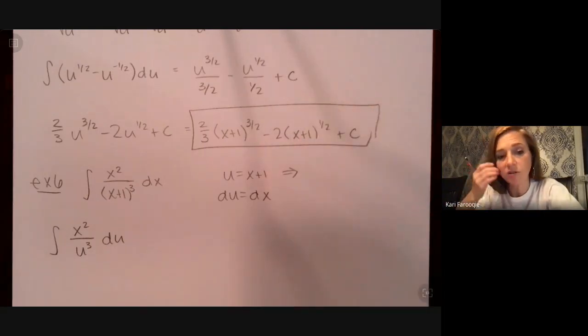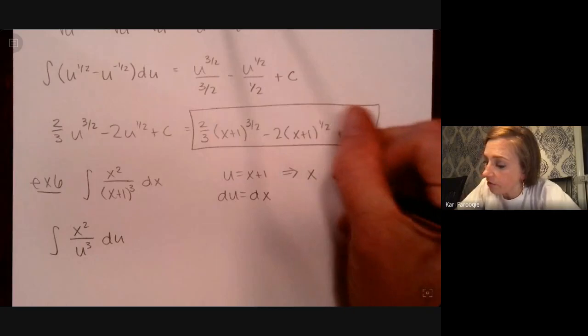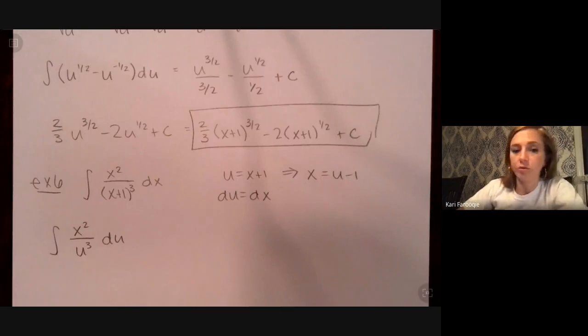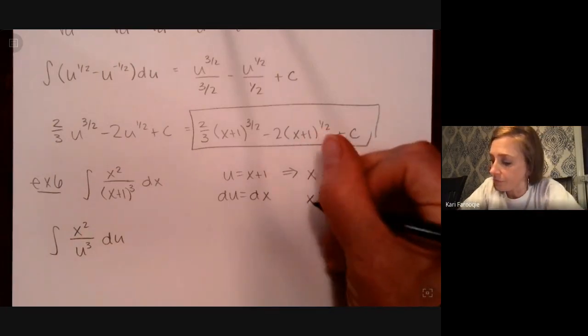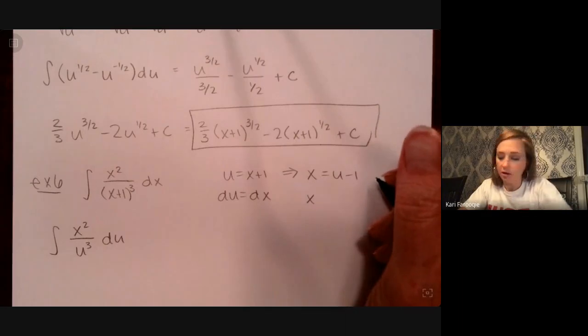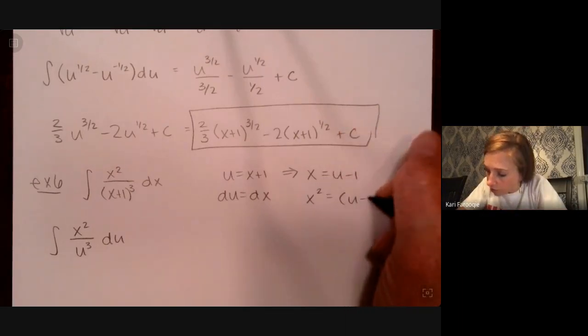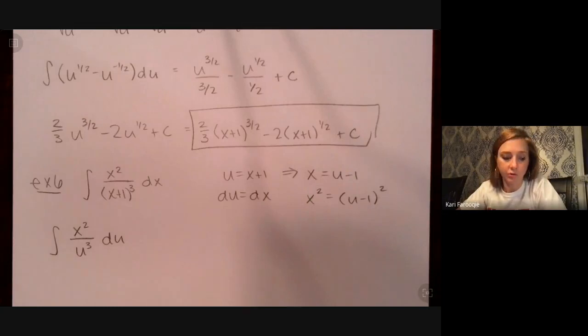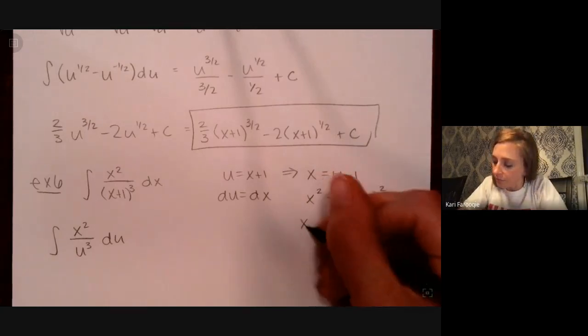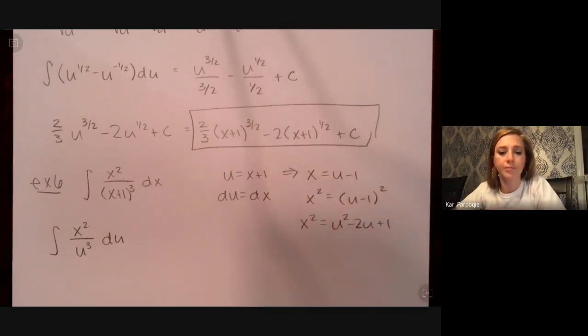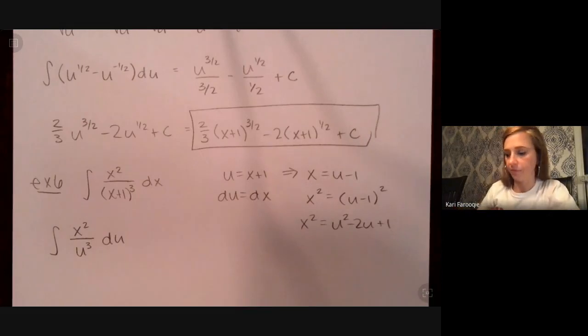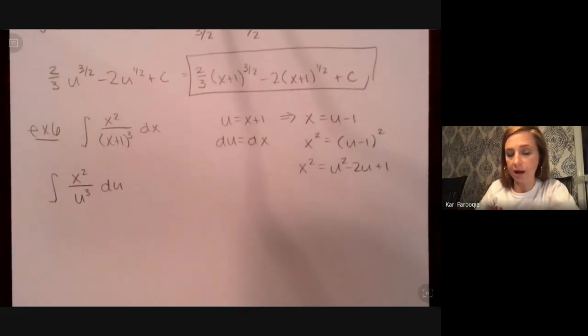Use the same process that we did in example 5. Write x as a function of u. So x would be equal to u minus 1. And note, however, that you need x squared, which is fine. If x is u minus 1, then x squared is u minus 1 quantity squared, which is u squared minus 2u plus 1. And then you can put this back into your integral.